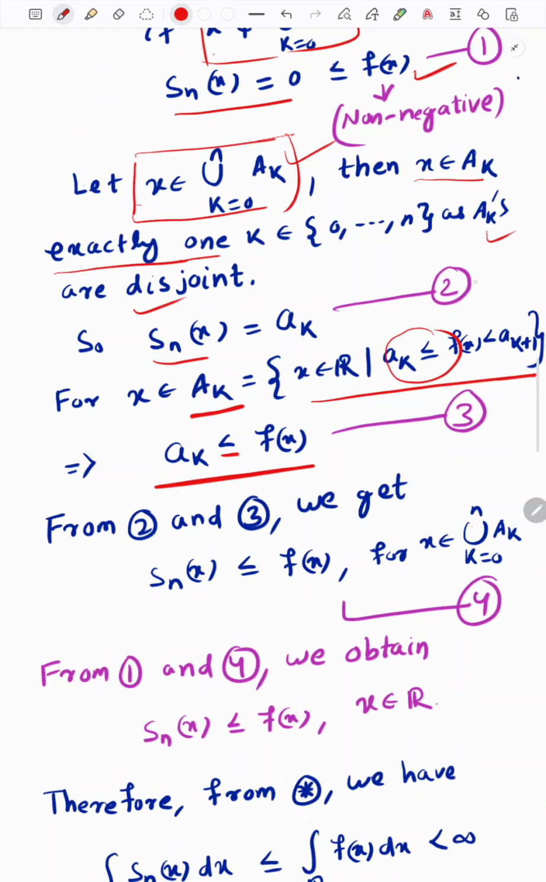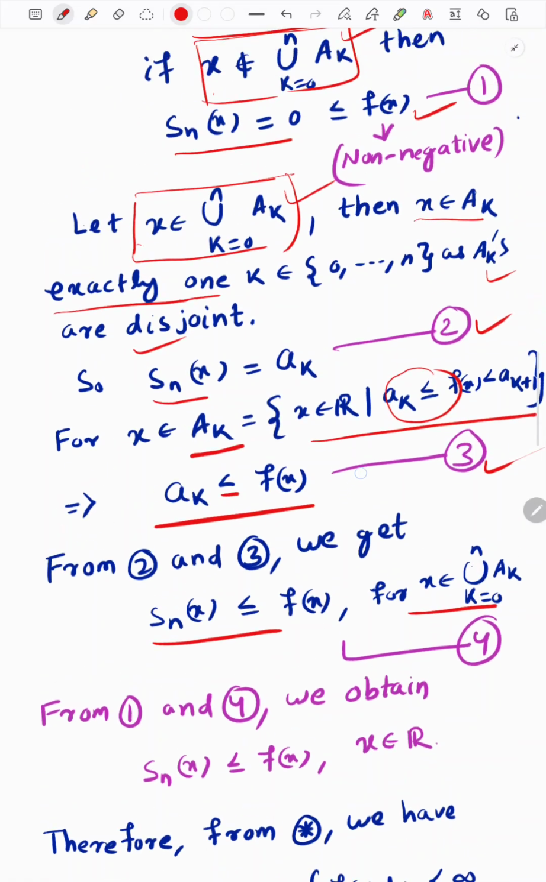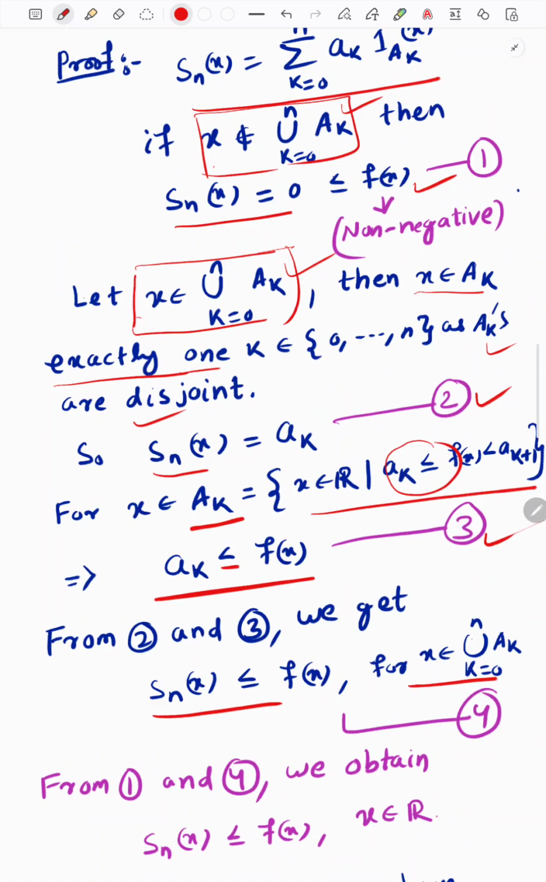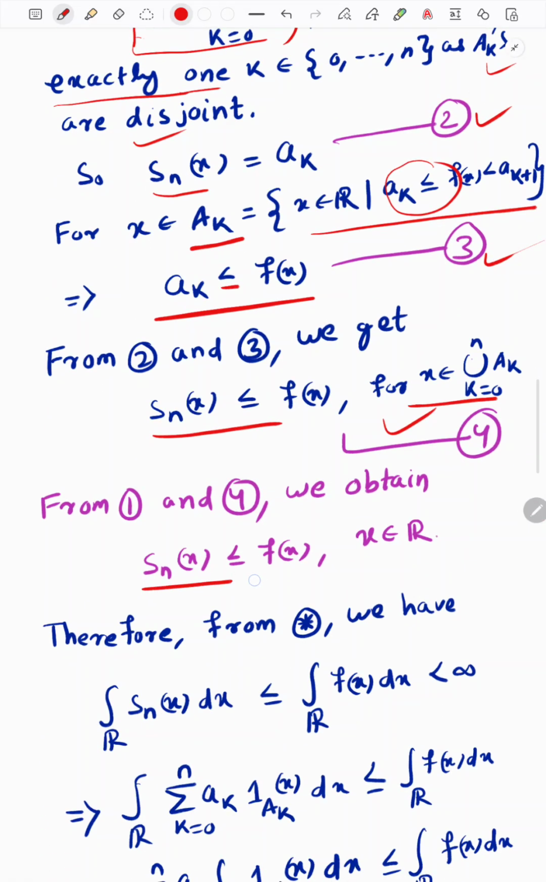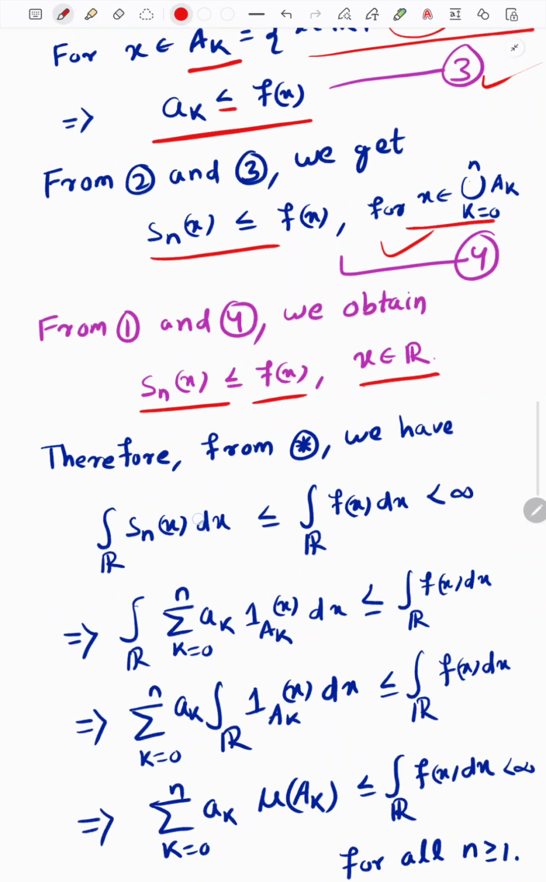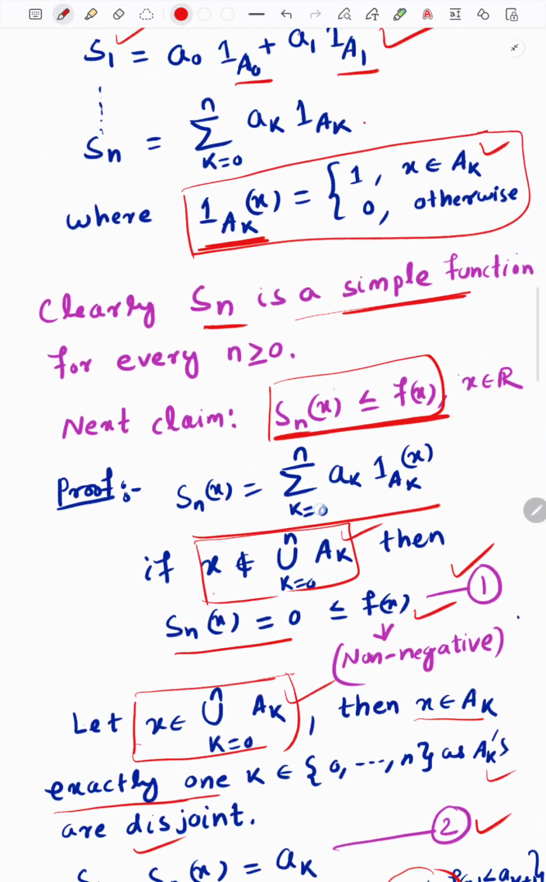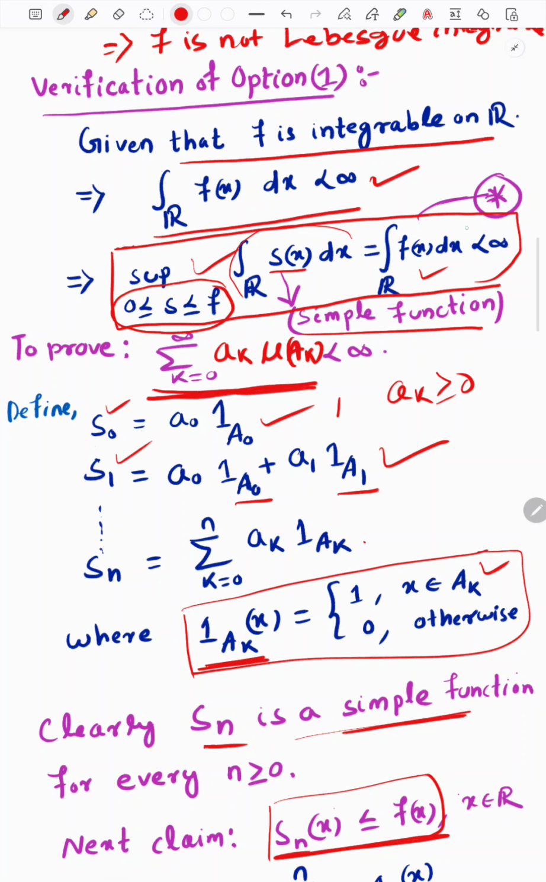So from 2 and 3, if you combine 2 and 3, you will get that s_n(x) is less than or equal to f(x) when x belongs to this union. So in this case also it is true. So from 1 and 4, if you combine inequality 1 and inequality 4, you will find that s_n(x) is less than or equal to f(x) for all x belonging to the real number set. Therefore, star. So we can create a sequence of simple functions which satisfies all these properties of this star.